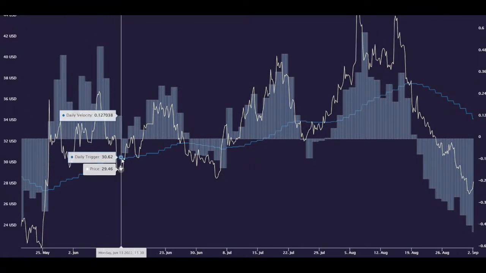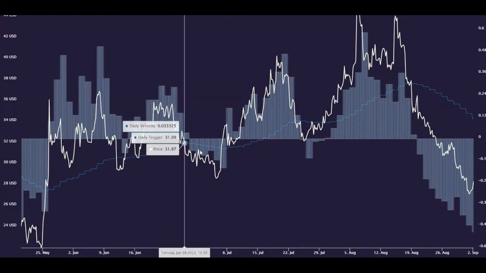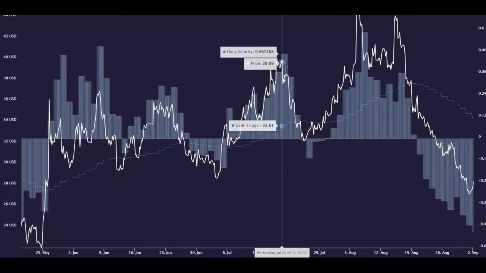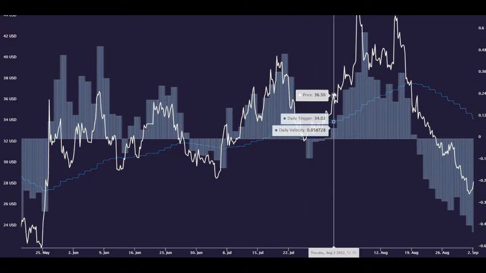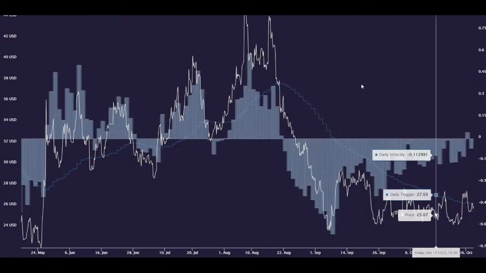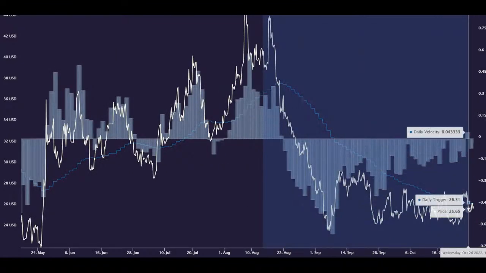So the daily trigger acts as a support. Again here, and then again here, we had positive daily velocity, and price came down and launched right back up over it. So the daily trigger is really, really strong.